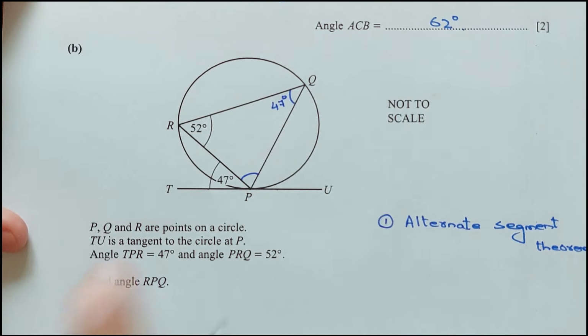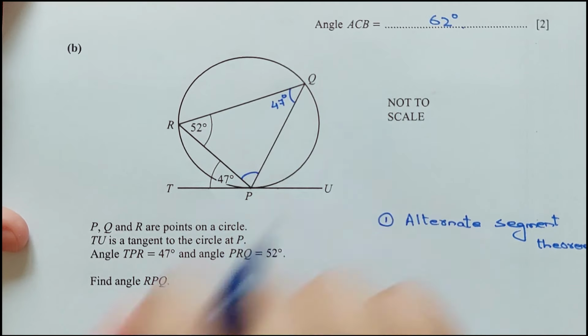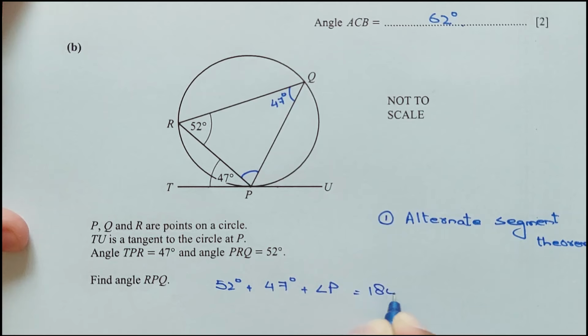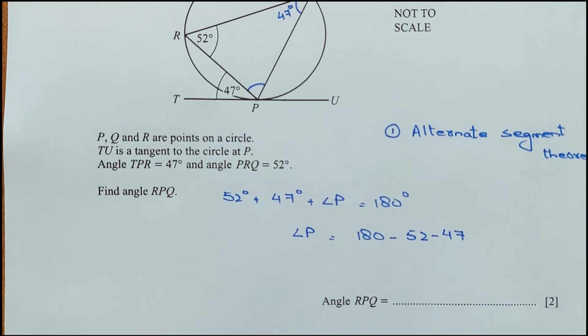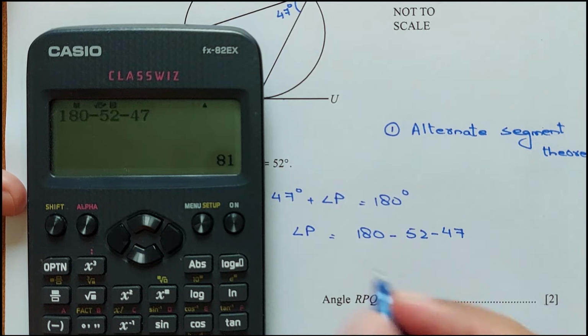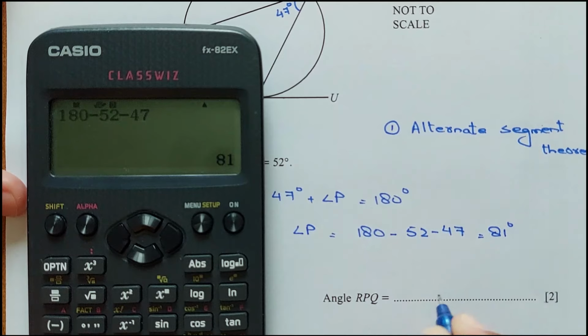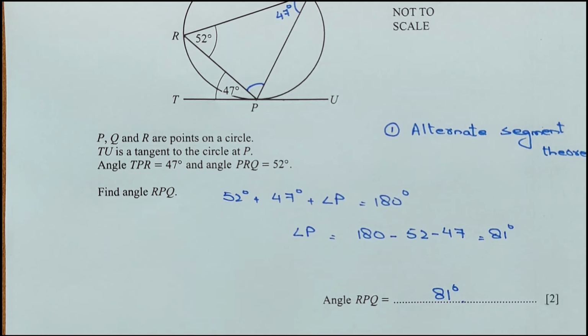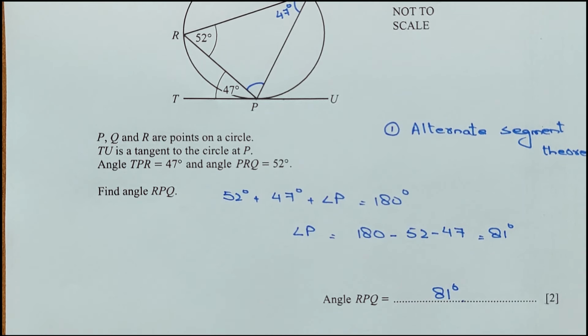Then the next concept we're going to use is that the sum of all angles of a triangle adds up to 180 degrees. So 52 degrees plus 47 degrees plus angle P equals 180. Let me solve for angle P, which is 180 minus 52 minus 47. So 180 minus 52 minus 47 is 81 degrees. So just two concepts I used over here. The first is the alternate segment theorem and the second is that the sum of all angles of a triangle adds up to 180 to get the angle RPQ.